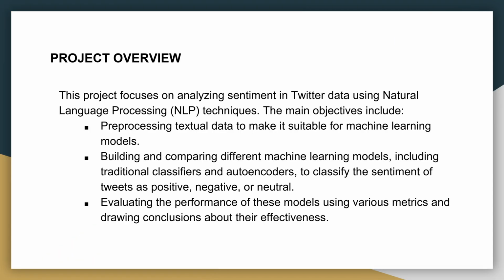Project Overview. Let's begin with an overview of the project. Our main objective was to pre-process the textual data to make it suitable for machine learning models, build and compare different models, including traditional classifiers and autoencoders, and evaluate their performance to draw conclusions on their effectiveness in sentiment classification.